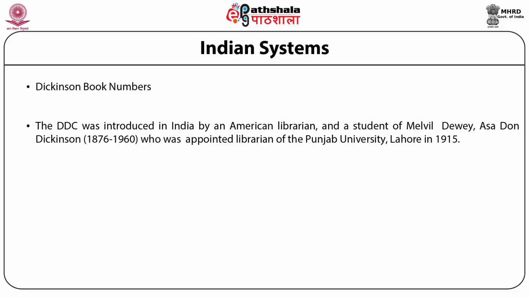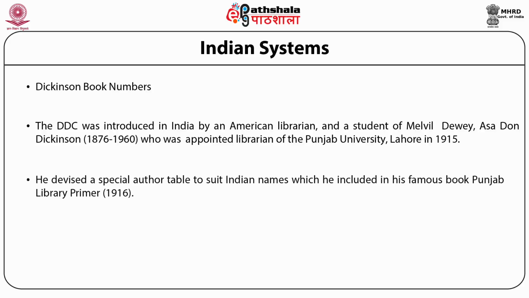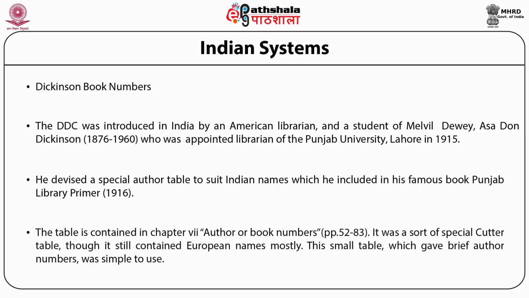And he was appointed librarian of the Punjab University, Lahore in 1915. He devised a special author table to suit Indian names, which he included in his famous book Punjab Library Primer, published in the year 1916. The table is contained in chapter 7, author or book numbers, on pages 52 to 83.